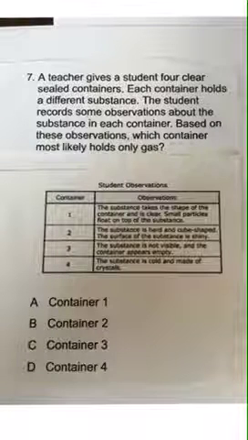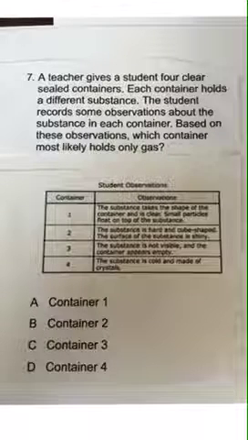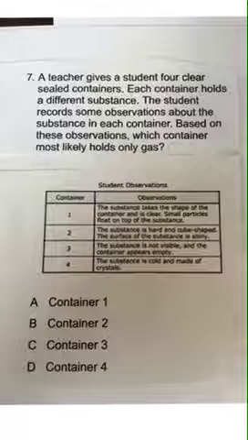Number 7. A teacher gives a student 4 clear sealed containers. Each container holds a different substance. The student records some observations about the substance in each container. Based on these observations, which container most likely holds only gas?